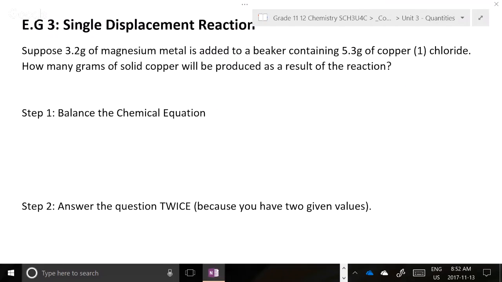This time I'm not saying that. This time I'm saying you have 3.2 grams of magnesium metal, and then in a beaker, there's 5.3 grams of copper chloride. Now, that copper chloride's been dissolved in water, but there's 5.3 grams of it.